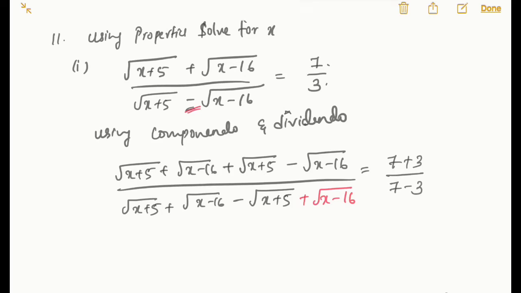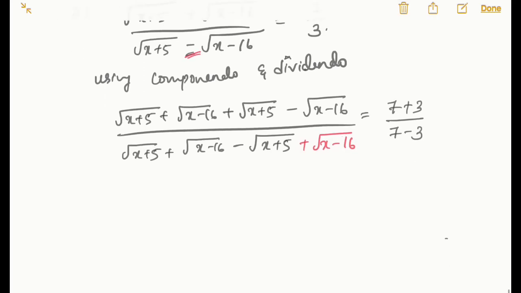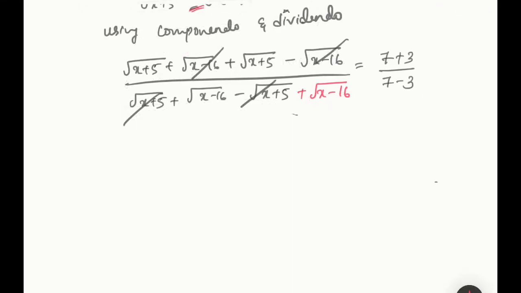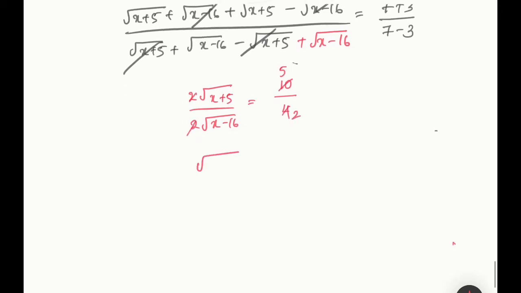Okay. Do not forget to apply componendo and dividendo on both the sides. If you just apply it on one side, your answer goes wrong. You need to apply it on both the sides. So what you get here? You can directly cancel. See. So here you get 2 times root of x plus 5 by 2 times root of x minus 16 equal to 7 plus 3 is 10 by 4. So 2 goes 5 times, 2 goes 2 times, 2 and 2 is getting cancelled here.